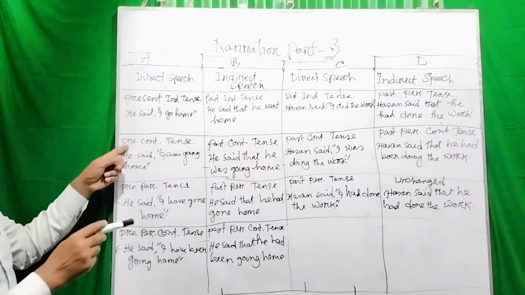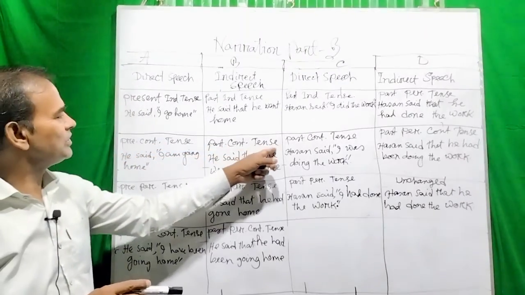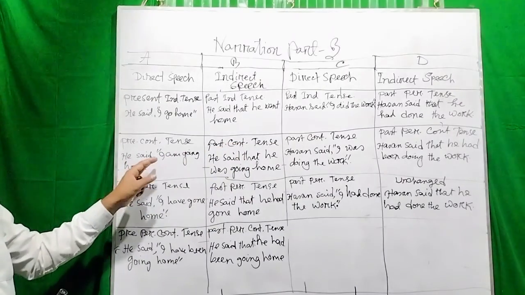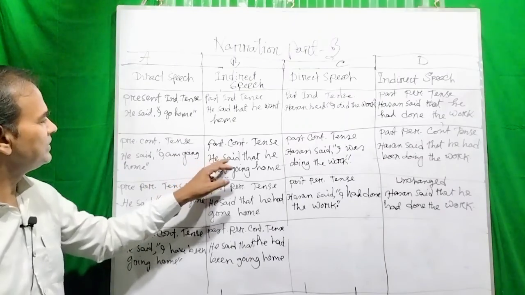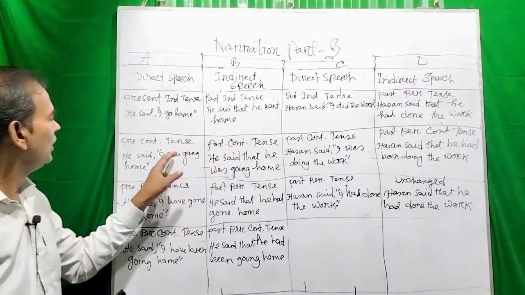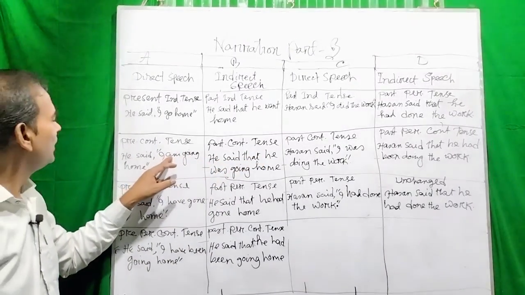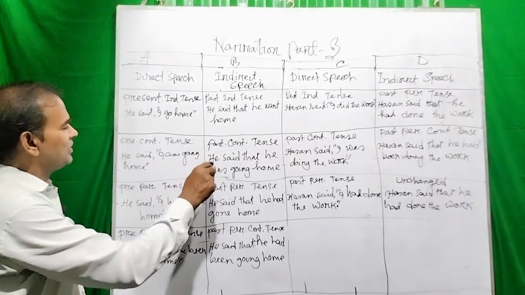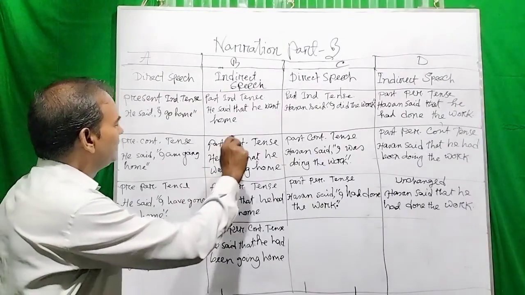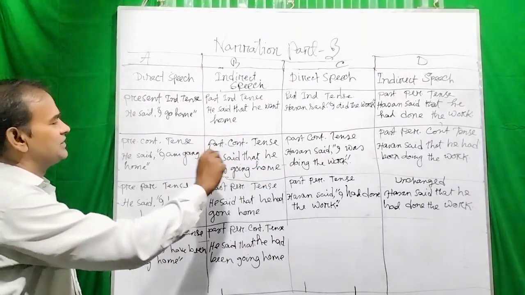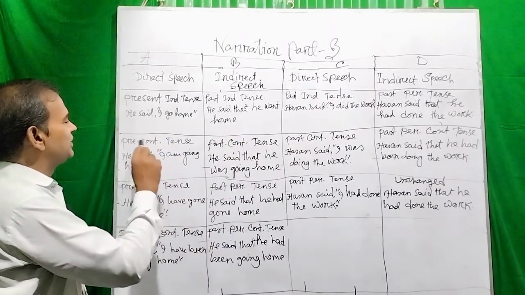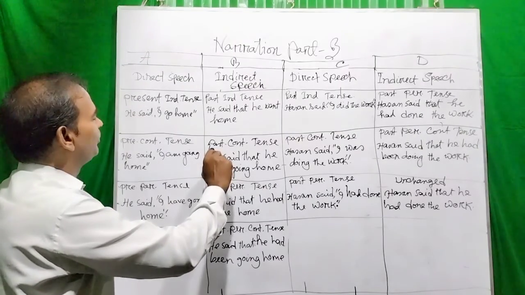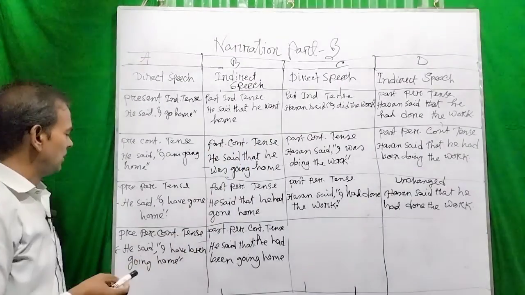Like that way, present continuous tense becomes past continuous tense in indirect speech. So he said, I am going home. You see, just only one verb is going to be changed. He said that he was going home. So here am, here was. So am has been changed into was in this indirect speech, and the tense has been also changed. It was present continuous tense, and in this section the name of the tense is past continuous tense.